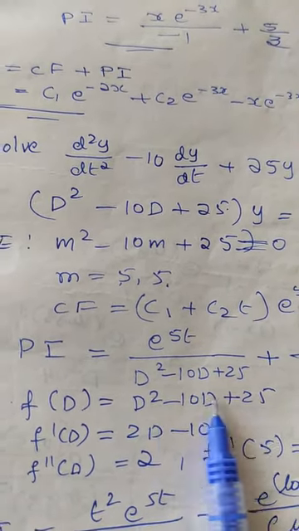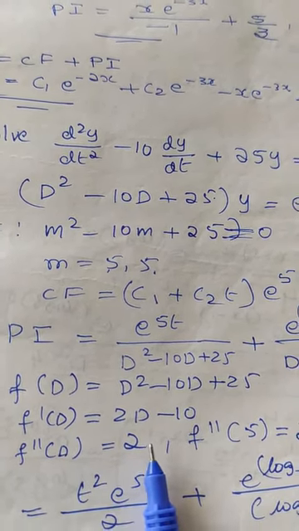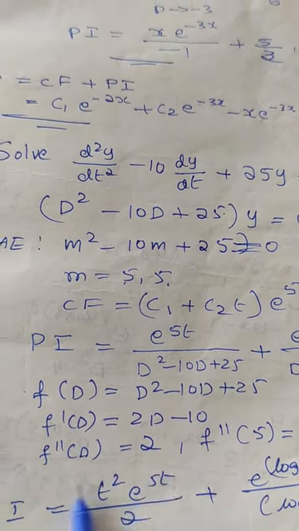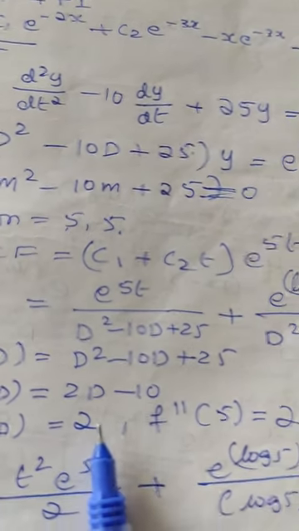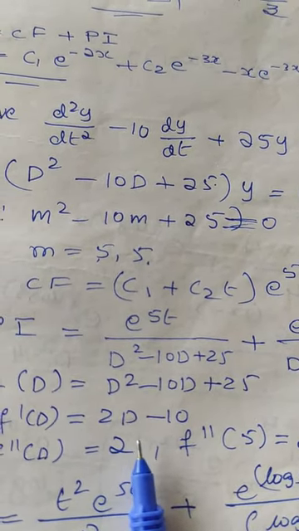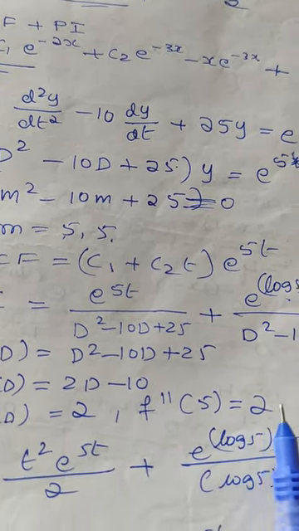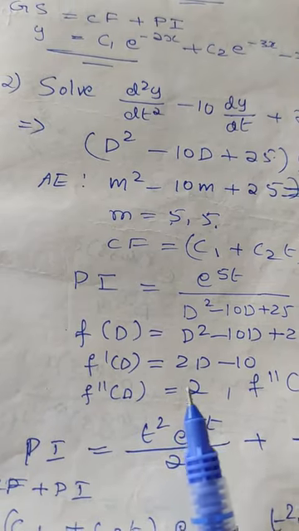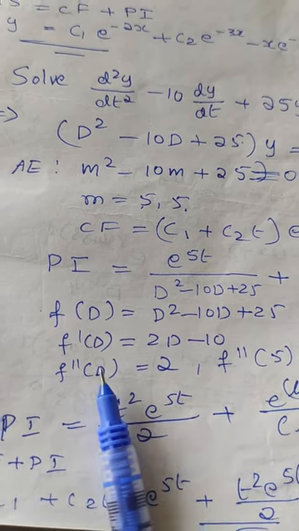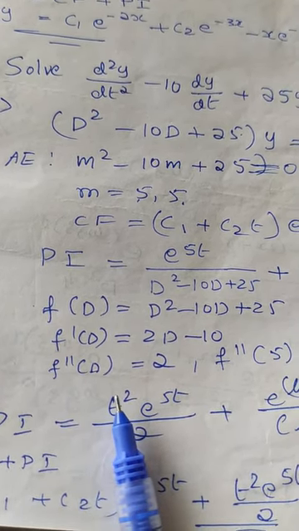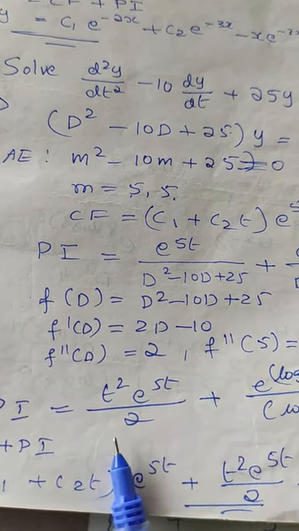So f of D is this one. Differentiate one time, we get 2D minus 10. Differentiate again, we get 2. Now in f double dash of D, replace D by 5. Here there is no D term, so f double dash of 5 is 2 only. Then what is PI? Since f double dash is not equal to 0, after replacing D by 5, you have to multiply the numerator with t square. E power 5t, then divided by f double dash of 5.